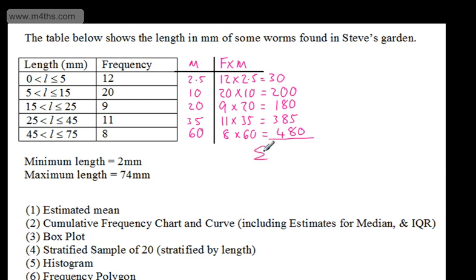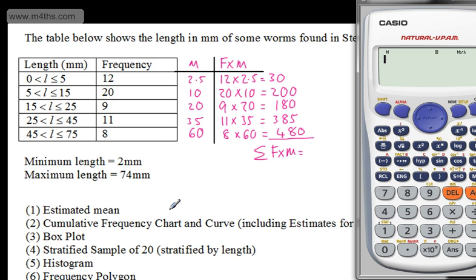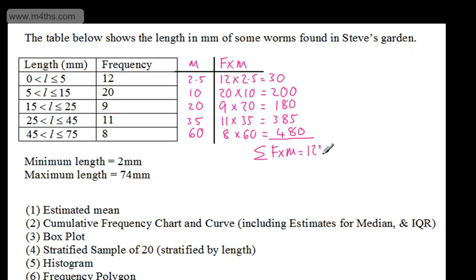We use the sigma notation, which means sum of the frequency times by the midpoint. So if I work that out on a calculator, I'm simply going to add these up. So we'll have 230 plus 180, then we're going to have plus the 385, and then we're going to have plus the 480. So taking a bit of a shortcut there, we can see that gives us 1275. So 1275 is the total length of all of the worms if we put them in a long line.